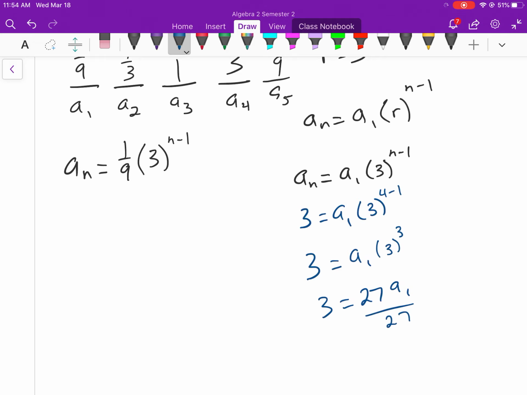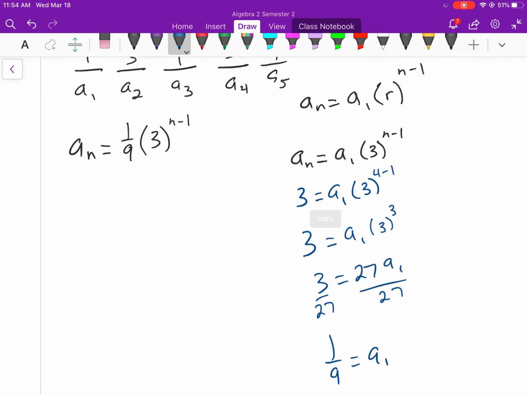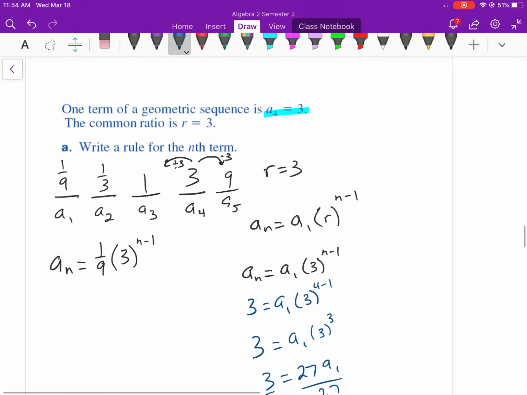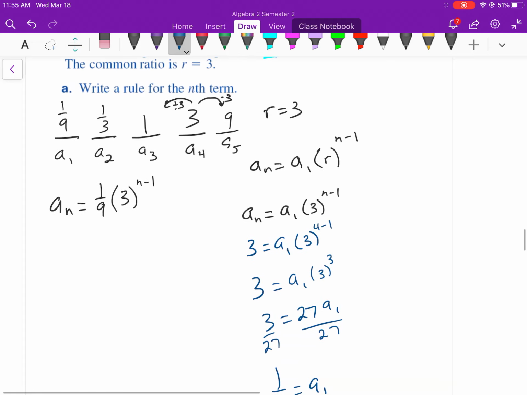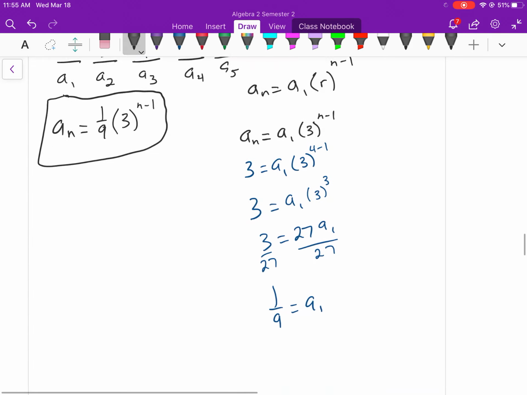So to solve for a1, divide by 27, divide by 27, 3 over 27 is 1/9. And again, either way is going to get you there, but if we're given a term like a12, the method in blue is going to work much more efficiently. Either way gets you to the overall goal of finding the general rule.